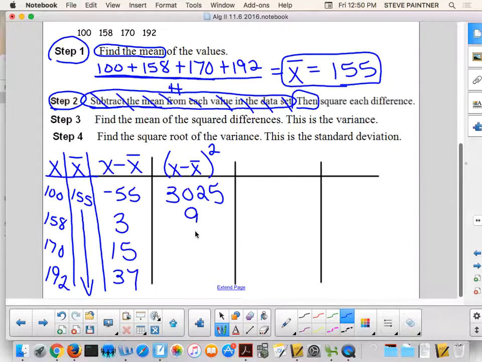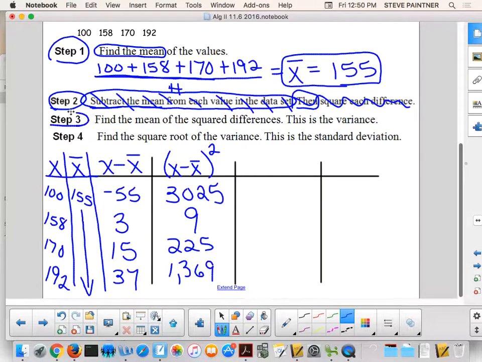Next, well, I can do the next one. 9. 225. Thank you. 1,369. Got it. All good? Okay. Done. Step 2 done.